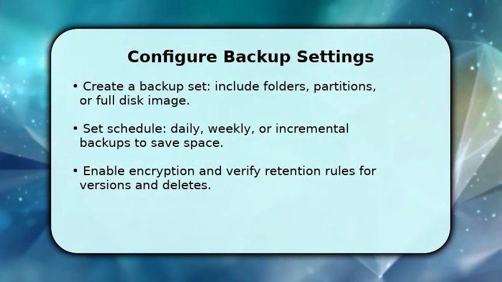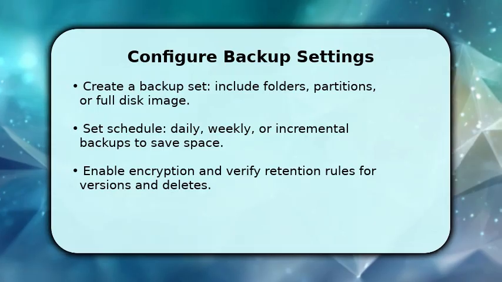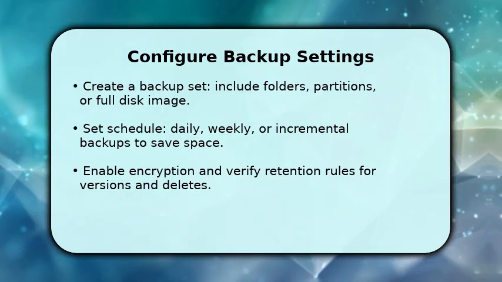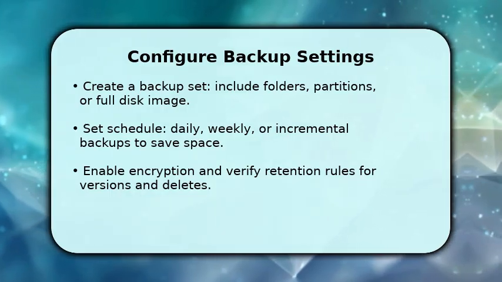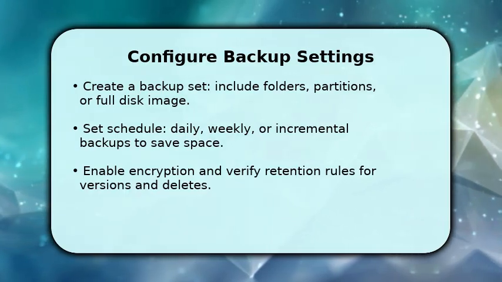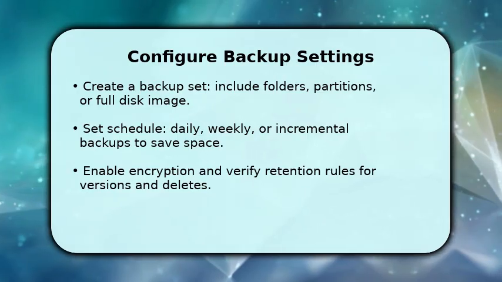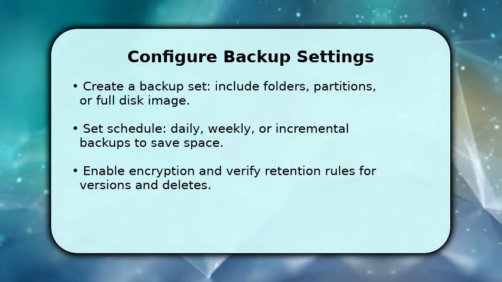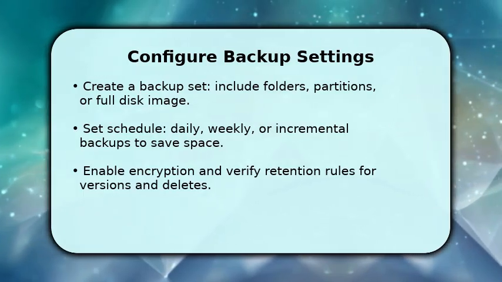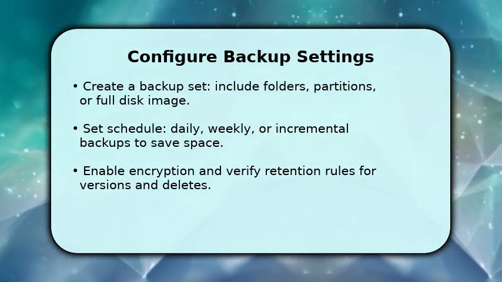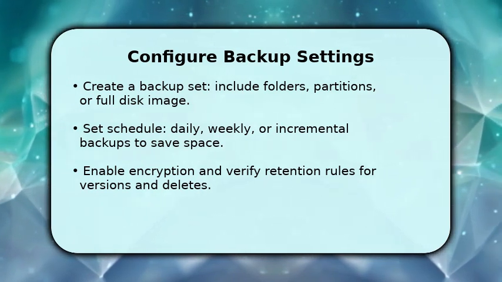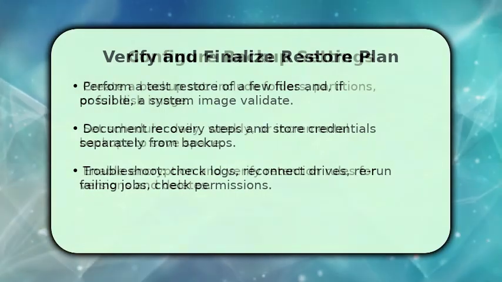Now configure the backup job, add exact folders, partitions, or select a full disk image. Pick a schedule that matches how frequently your data changes: daily for active work, weekly for slow-changing files. Use incremental backups to reduce storage and transfer time. Make sure to enable encryption at rest and in transit if available, and set retention rules so old versions are pruned. Once configuration is complete, run a test backup to confirm the process finishes without errors and that files are readable. Finish by validating backups.